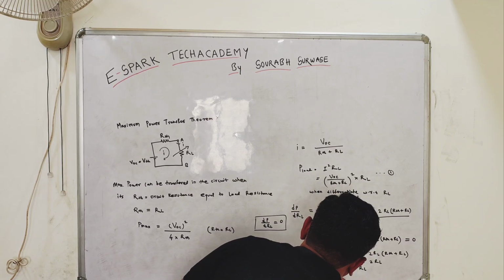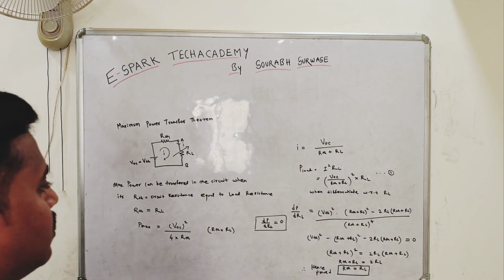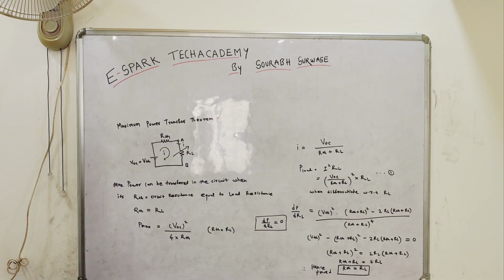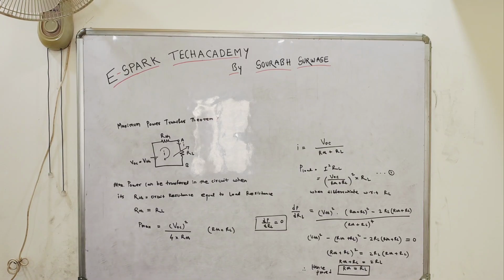the maximum power transfer condition. Please go thoroughly through this. What we have done here is we have taken the derivative of the above equation number 1 with respect to RL. Hence just by using the division rule in case of derivatives, we have found this answer.